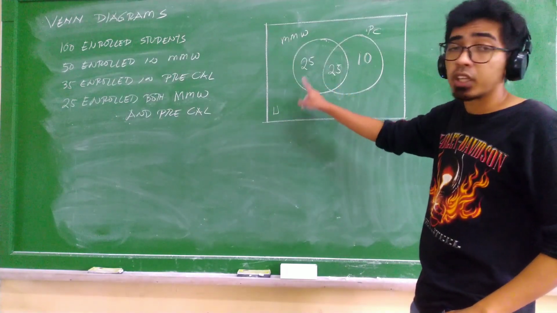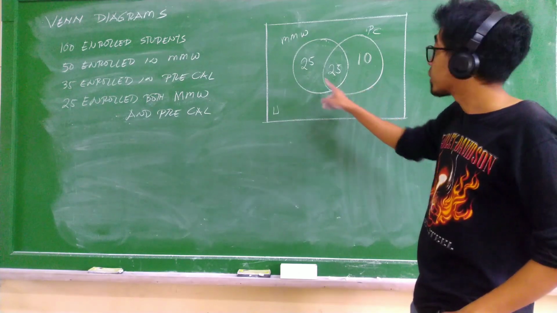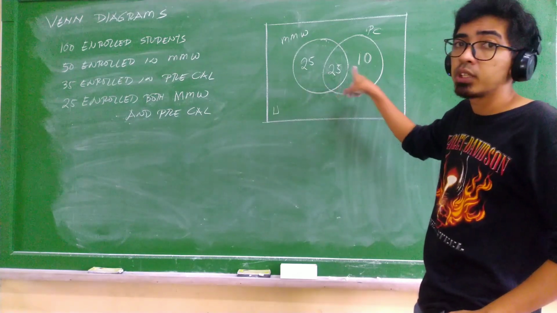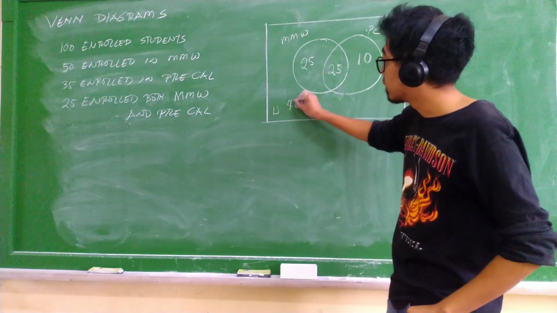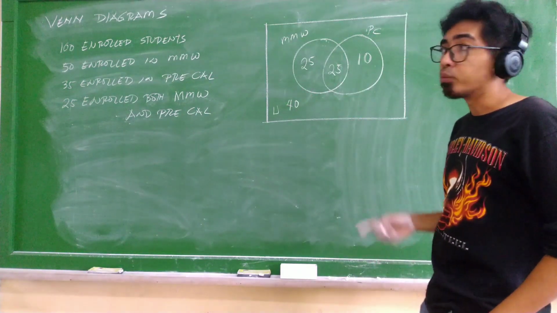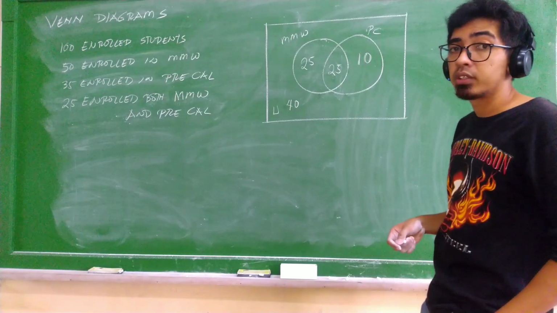How many are not enrolled in the two subjects? So 25 plus 25, 50 plus 10, 60, meaning there are 40 students not enrolled in both MMW and pre-cal.